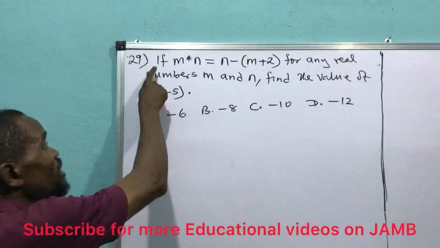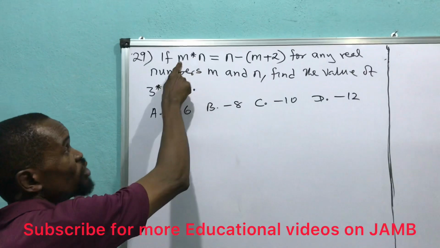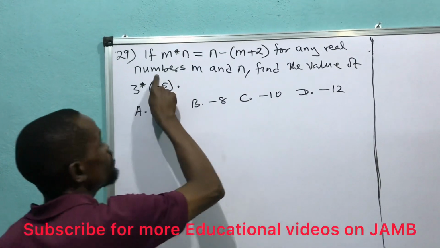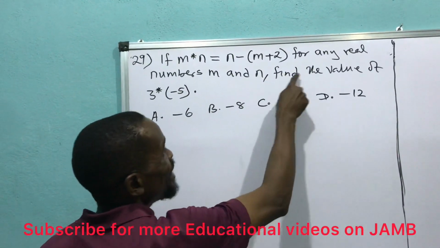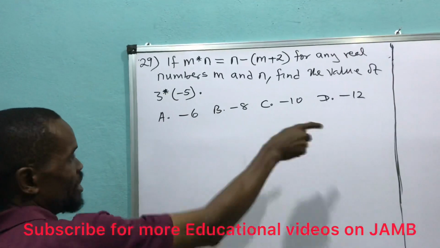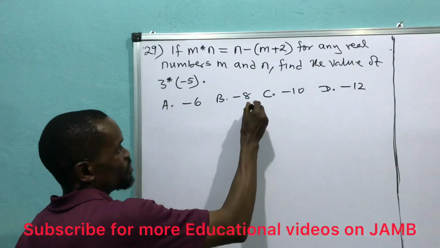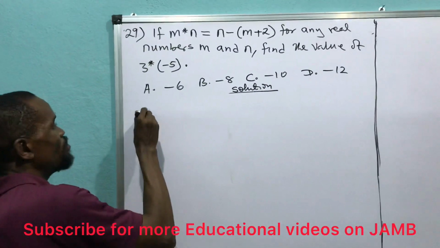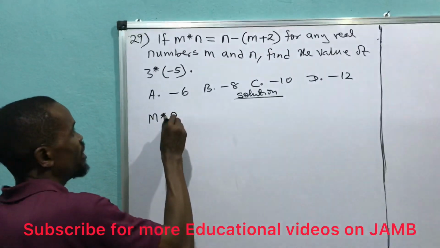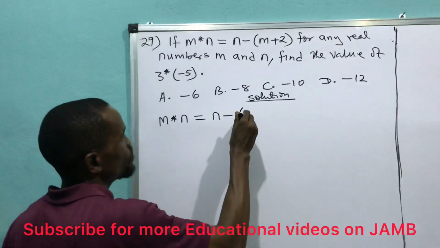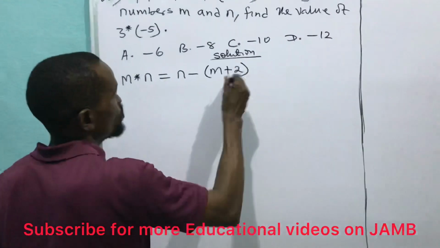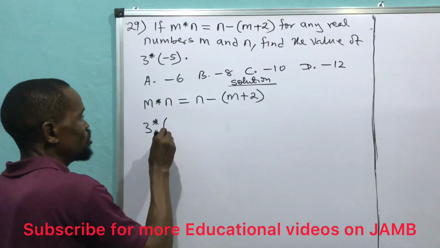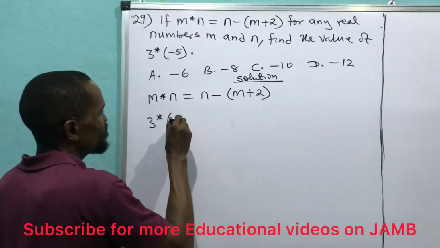Question number 29 said: if the operation multiplication of m and n is equal to this, for any real numbers m and n, find the value of x. Look at the options given to us. This is a simple question. The solution: they give me m operation n equals n minus into m plus 2. And they said I should find 3 operation minus 5.